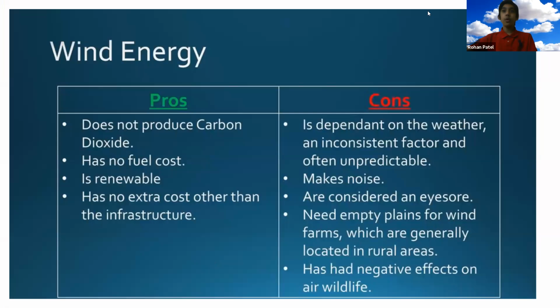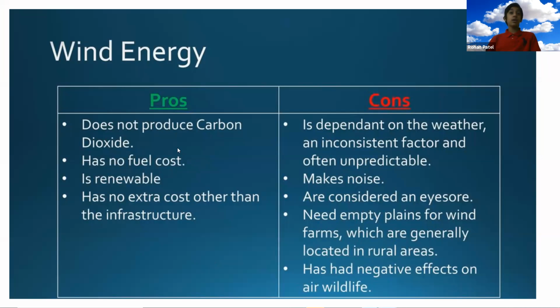Okay, so what is good about wind energy? It does not produce carbon dioxide, it's renewable, and there's no extra cost. But why is it bad? It's dependent on the wind, an inconsistent factor and often unpredictable, which means that, for example, if suddenly the wind stops for a whole year, then it will be hard to get electricity. And that's a big con of wind energy.